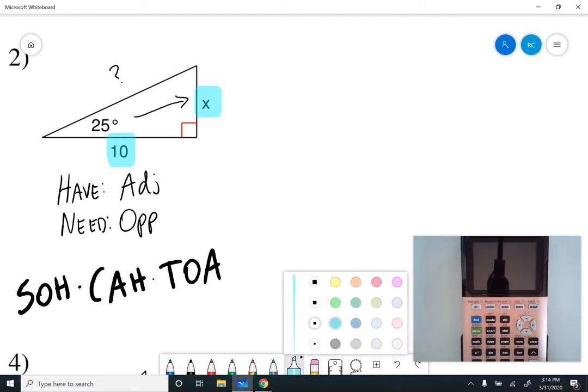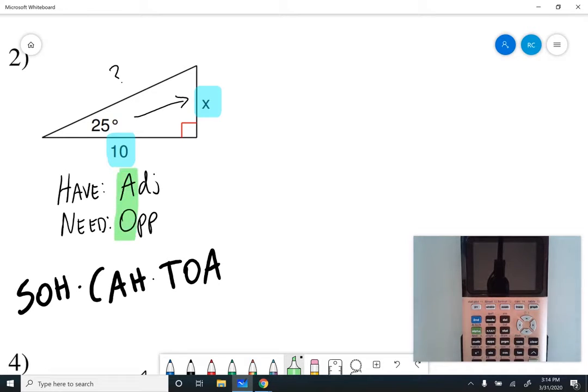We have, let's use a different color. We have adjacent, we need opposite. Which one of these has both? The only one that has both what we've got and what we need is tangent. Tangent is the only one that has both opposite and adjacent. If we knew what the hypotenuse was, then we could use one of the other ones and it would work just as well. But because we don't care about the hypotenuse, we don't really care about any ratio that has the hypotenuse in it.